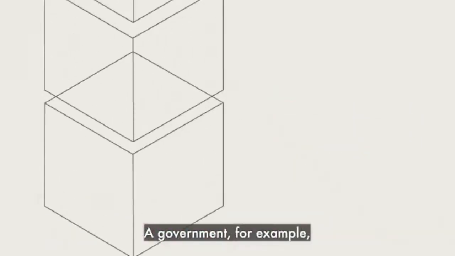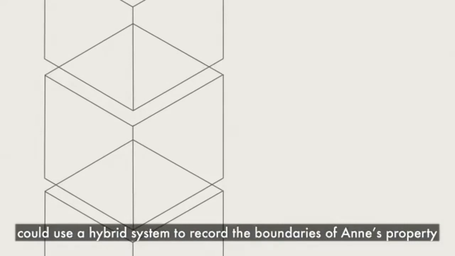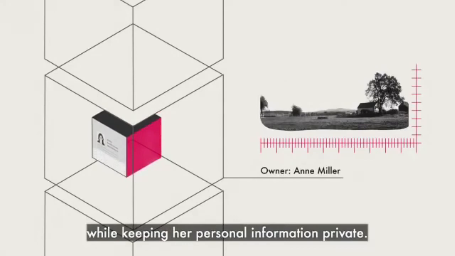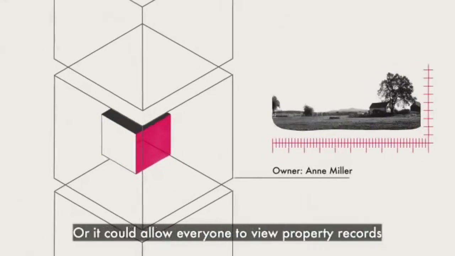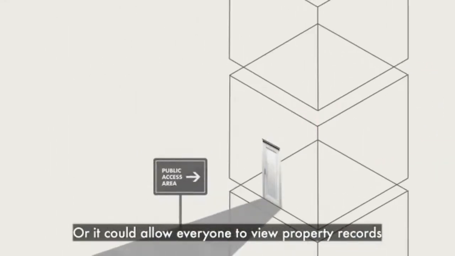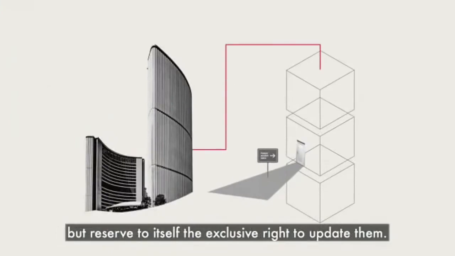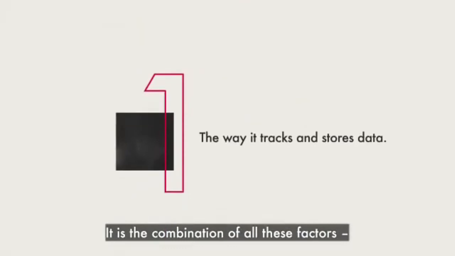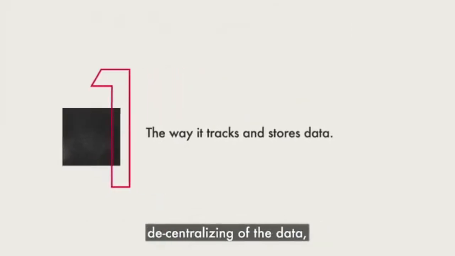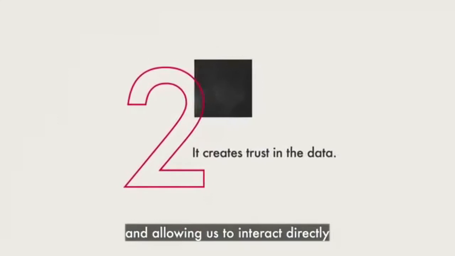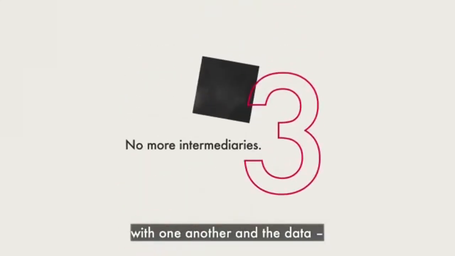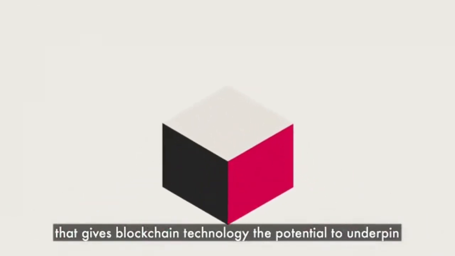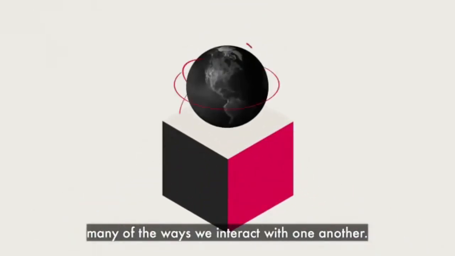A government, for example, could use a hybrid system to record the boundaries of Anne's property and the fact that she owns it while keeping her personal information private. Or it could allow everyone to view property records but reserve to itself the exclusive right to update them. It is the combination of all these factors, decentralizing of the data, building trust in the data, and allowing us to interact directly with one another and the data that gives blockchain technology the potential to underpin many of the ways we interact with one another.